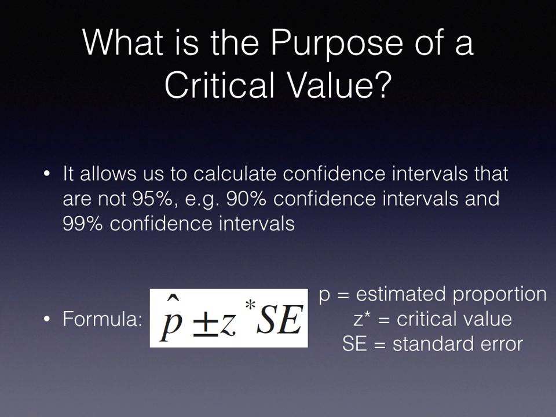The formula for critical values is: we have our p hat, which is our estimated proportion, plus or minus z*, that is our critical value, times our standard error. Literally we're just going to find the standard error, which for proportions is the square root of pq divided by n. We take that value and multiply it by the critical value of each interval. Each interval has its own specific critical value: 90% has its own critical value, 95% has its own, and 99% has its own.